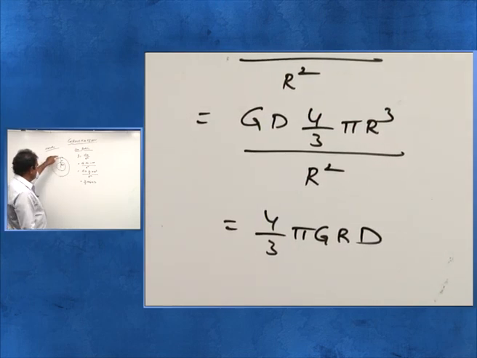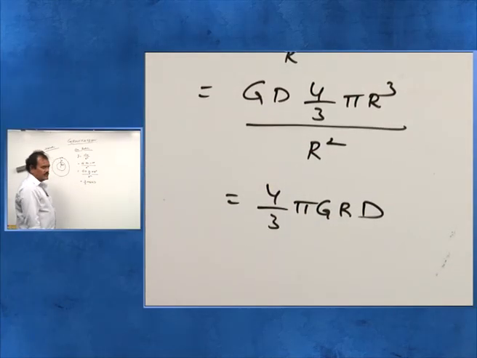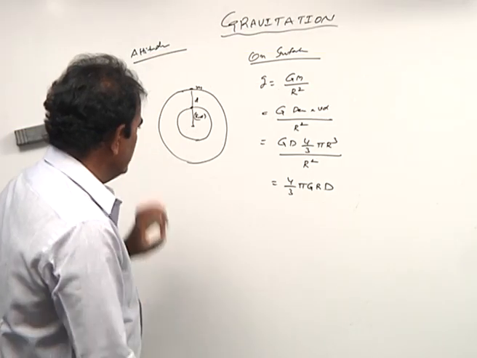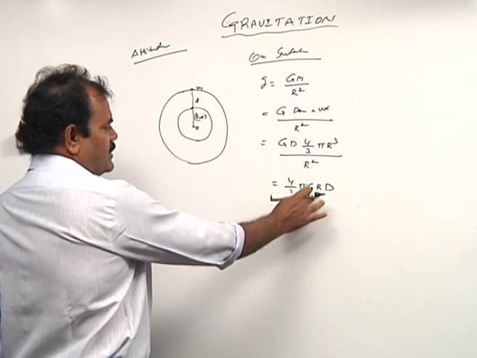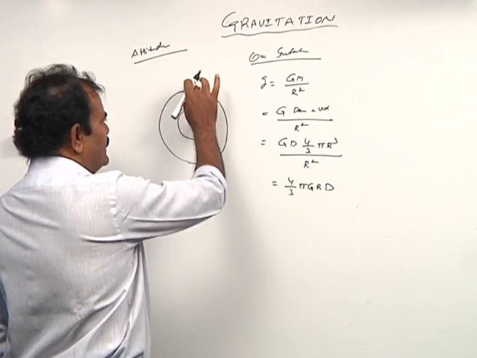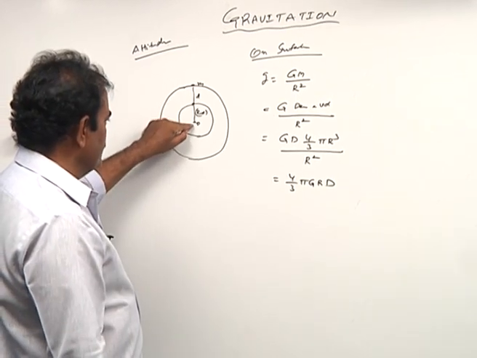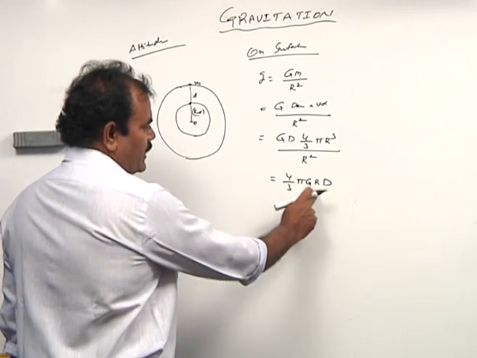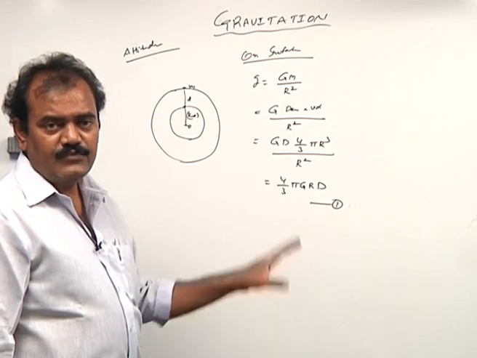On the surface of earth, this is 4/3 pi G r d, where r is the radius, measured from the center of earth, because all these distances are to be measured from the center of earth only. From the center of earth, it is at a height capital R. So 4/3 pi G r d, this is the first equation. Now that is on the surface, it is completed.